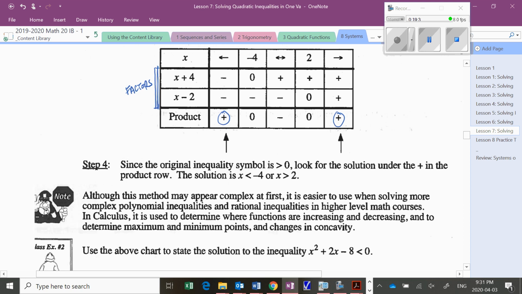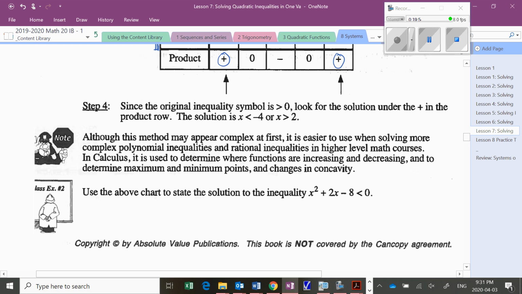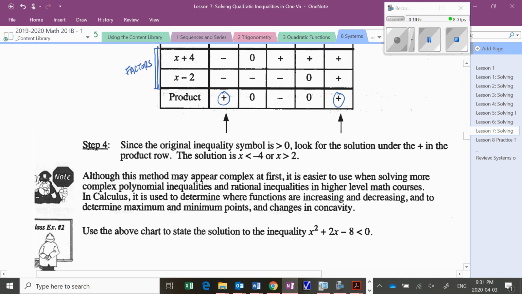Okay, so it looks really complicated, but it's actually really, really slick as well. When you've got multiple factors, this is going to be so much more efficient when you're solving these complex inequalities. Okay, so use the above chart then to state the solution.